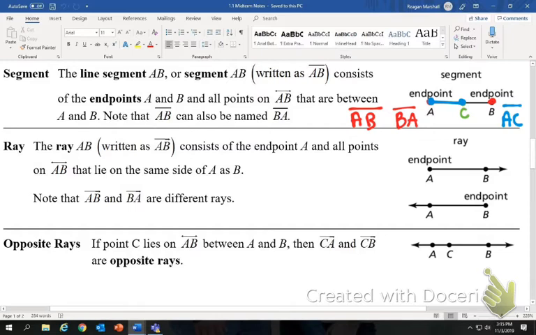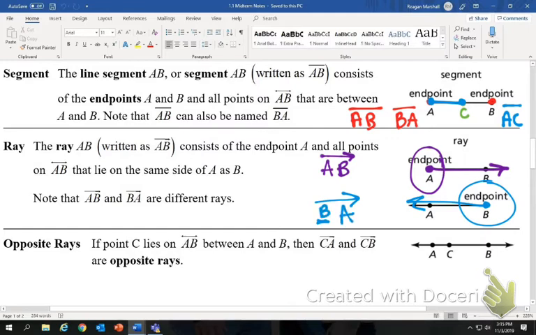A ray has a starting point, and then it goes infinitely in the opposite direction. So this first one, you have AB. To name a ray, you use an arrow pointing to the right, and your endpoint goes first. So the endpoint of this, or a starting point if you want to call it, would be A, and then it goes off infinitely towards B. For our second ray, it still points to the right. You still put your endpoint first. So your endpoint is B, so you say B, and then it goes off in the direction of A.